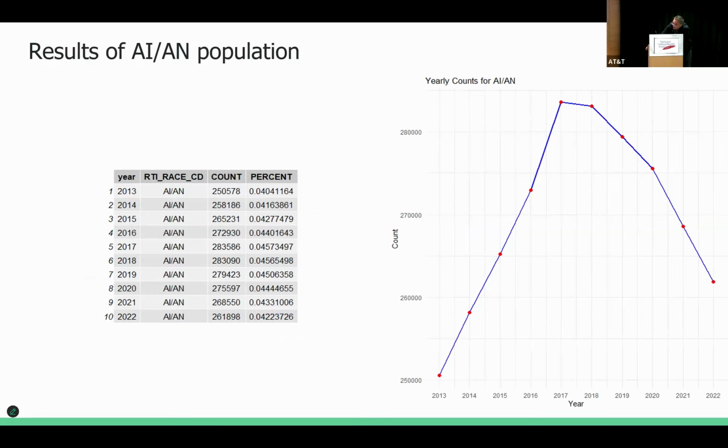Part of this is that with this information, we could extend this analysis to study different chronic conditions across years among the AI/AM population. So this is the overall nationwide AI/AM population, starting 2013 through 2022. What is the population? Next one.